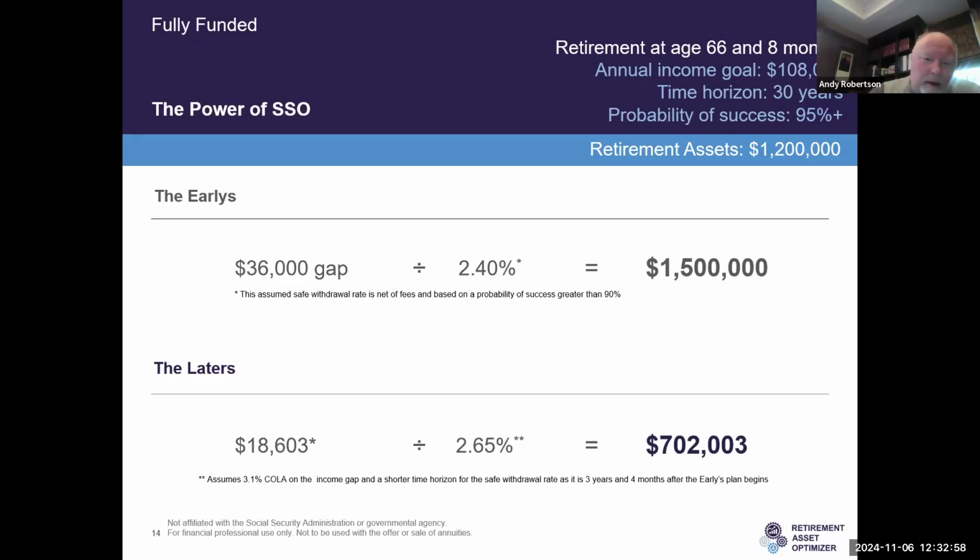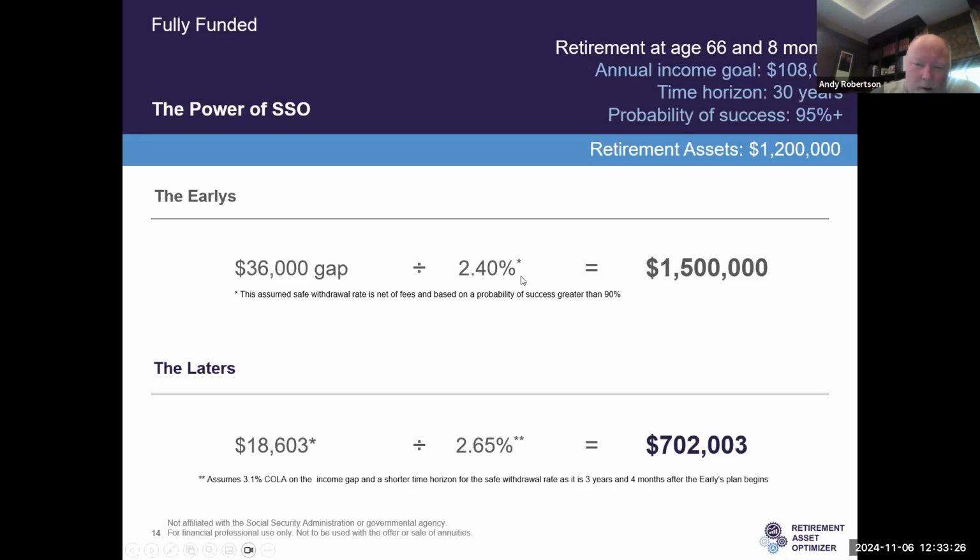So in this case, we say, all right, the earlies need 36,000 to go along with Social Security to get to the 108,000 of income they desire. The initial net safe withdrawal rate, though, is 2.4. Why is it 2.4 in this case and it was 2.65 earlier? Because earlier I was talking about income beyond 70, right? So at 70, we expect a shorter mortality. If we take earlier, there's a longer mortality.